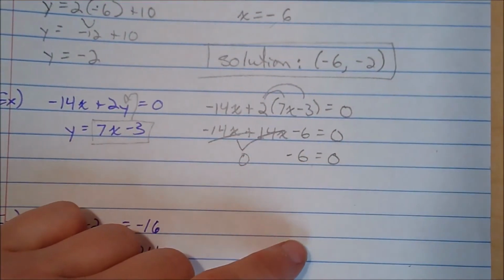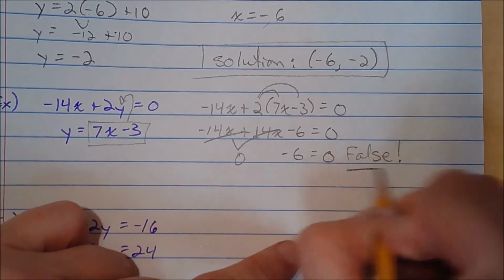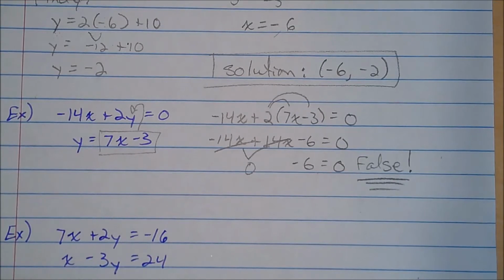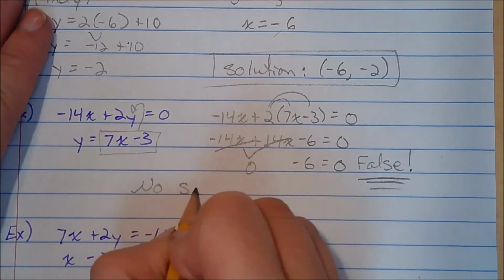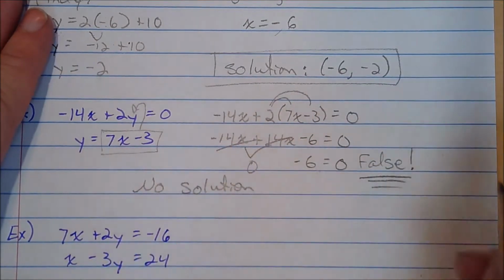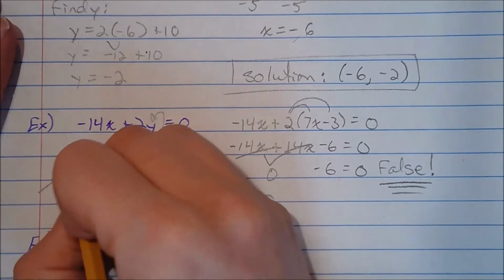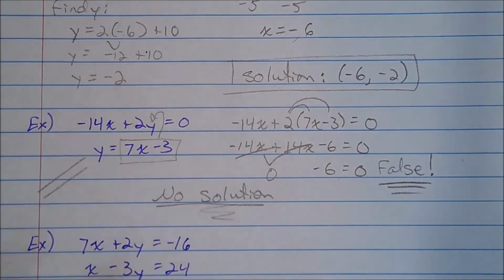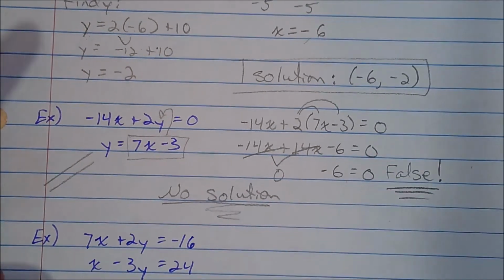And is that true, ladies and gentlemen? No, it's not. It is not true. It is false. It's a lie. So that means this system of equations has no solution. That means that these are parallel lines, by the way. So those are parallel lines. They never intersect.